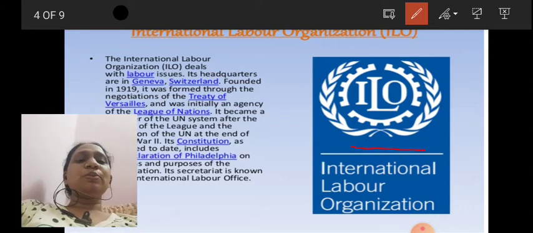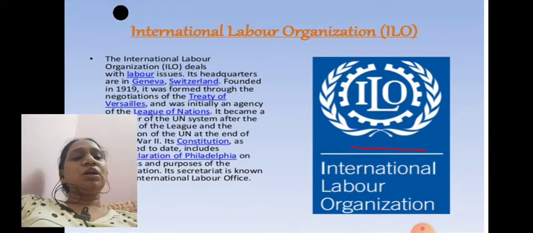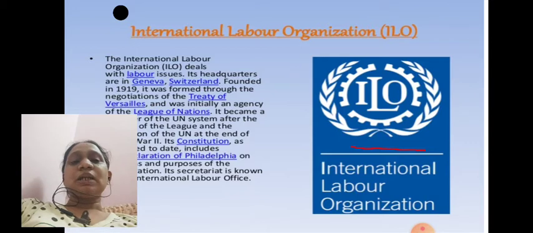So what is the main function? It deals with labor issues. जो मजदूरों का कोई प्रॉब्लम होता है उससे they are dealing. They are dealing with the issues of the laborers. And it was founded in 1919.